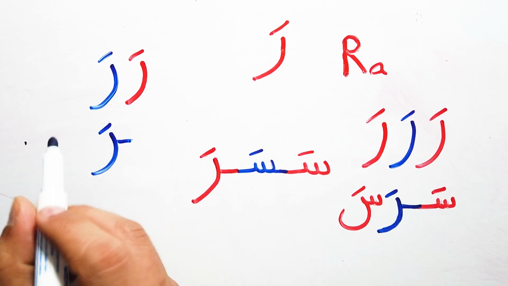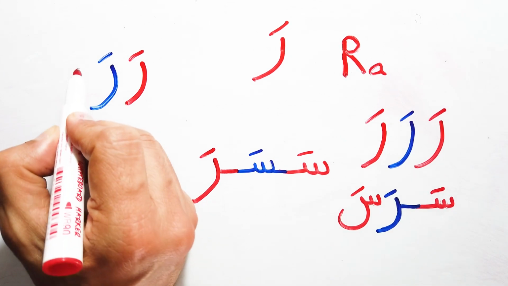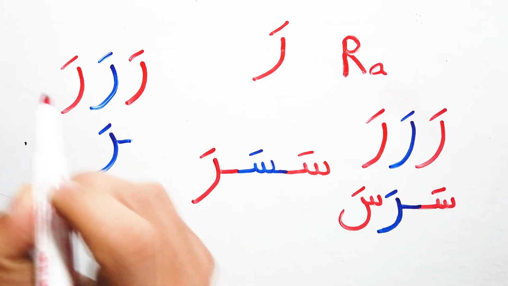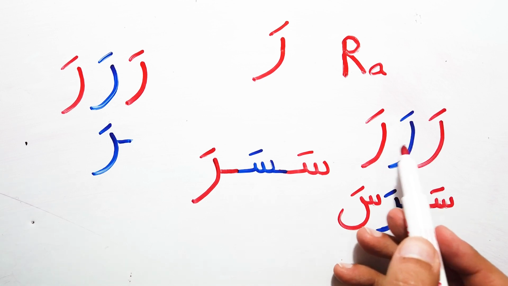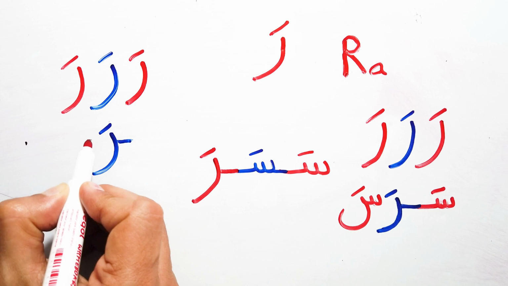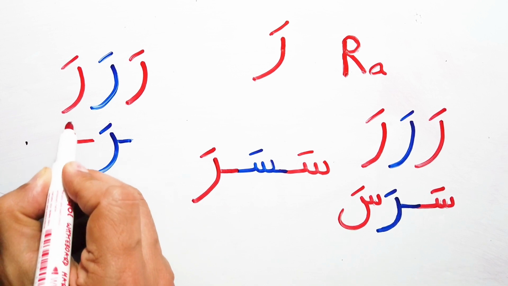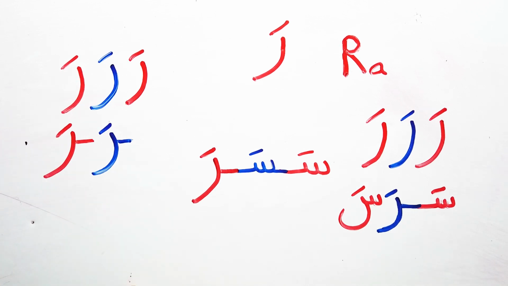So we have two shapes of ra in the middle of the word. Ra in the end of the word can be like this, like here in this word, when the previous letter is a refusal letter, or like this when the previous letter is a normal letter. So these are the shapes of ra.